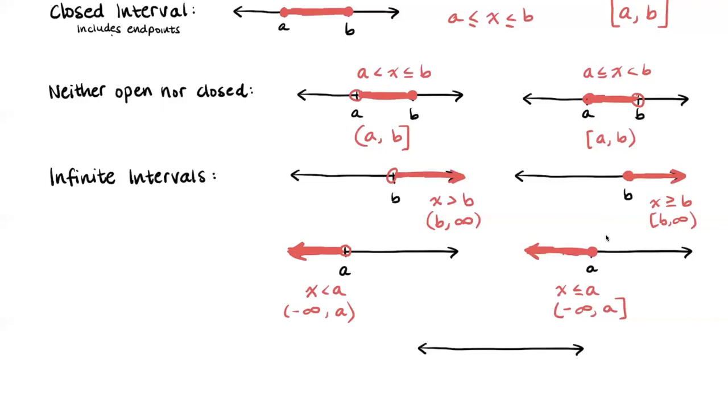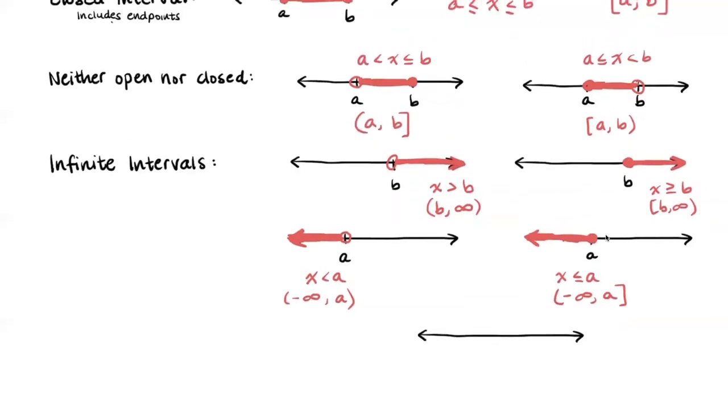All right, the very last type of interval is infinite in both directions. So this is literally the entire number line, all real numbers. Just shade that whole thing in. That's what the graph of that would look like. So this is all real numbers.